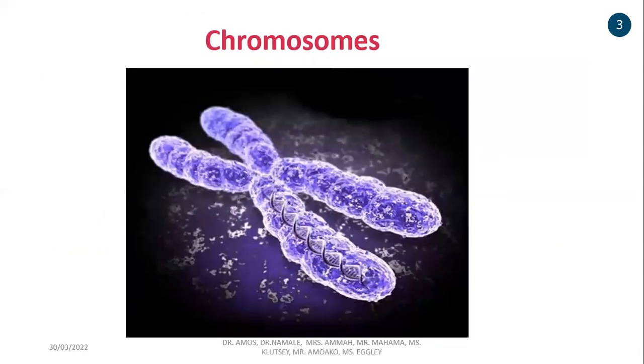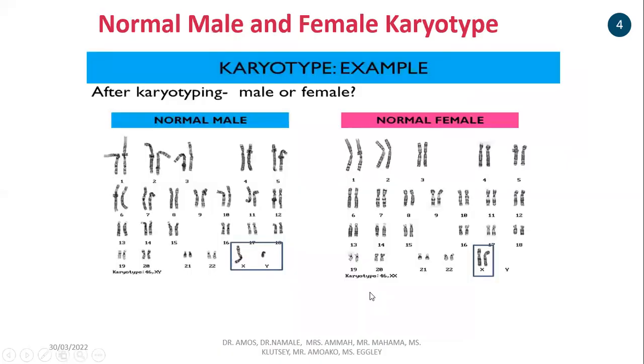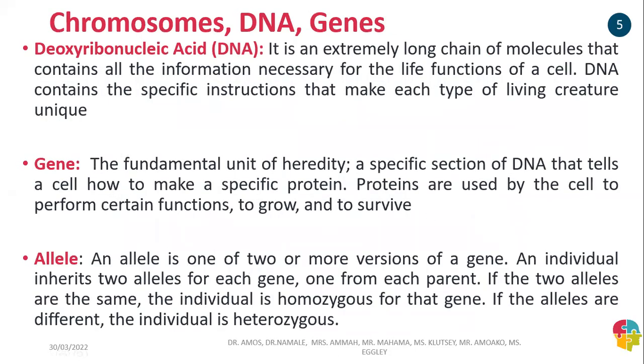I have a picture here depicting what a chromosome looks like. Within this image, you will see a dark chain of molecules within the chromosomes, and that is what we call the DNA. I have a picture here also of a normal male karyotype and a normal female karyotype. The DNA, or deoxyribonucleic acid, is a long chain of molecules that contains all the information a person needs for their cells to function appropriately.